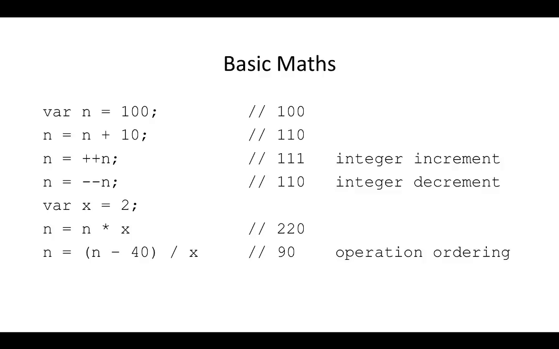Basic maths is quite common. So I can set an integer or numeric value. Just set n equals 100. If I want to add 10 to it, I just plus 10. If I want to increment by just 1, I can do plus plus n, and that will increment the value of n by 1. So this is 110 now, goes up to 111. Minus minus n decreases by 1, so that becomes 110 again. I can multiply with a star, it's just standard stuff, 220. And we use the parentheses to define the order of operations in maths, just as we do in just about everything else in life.